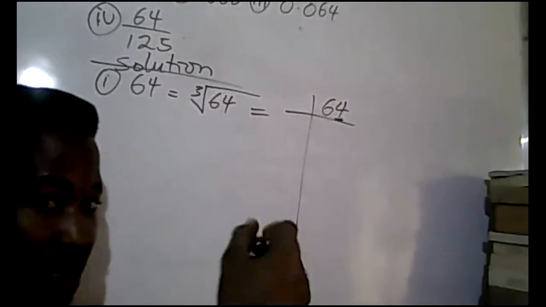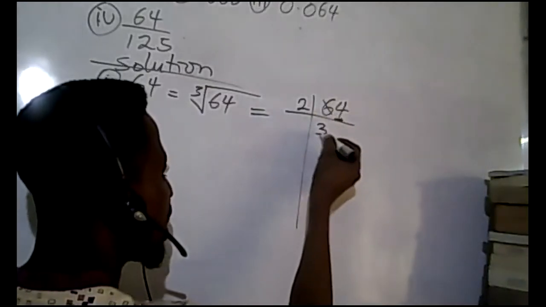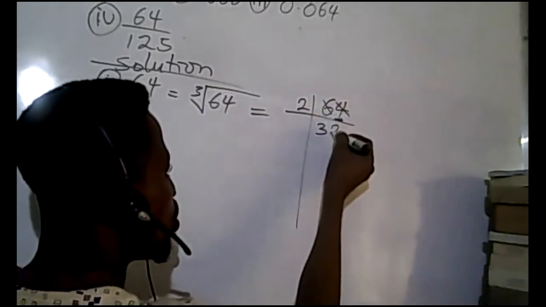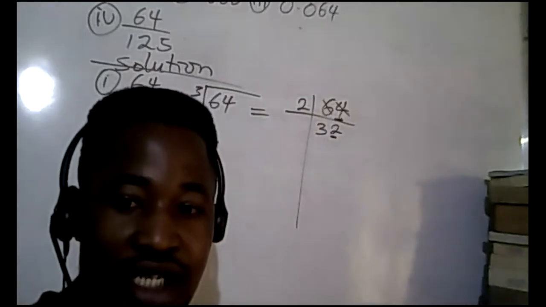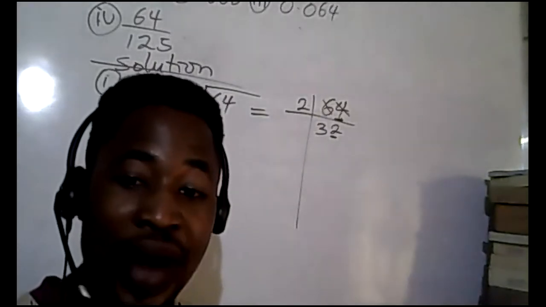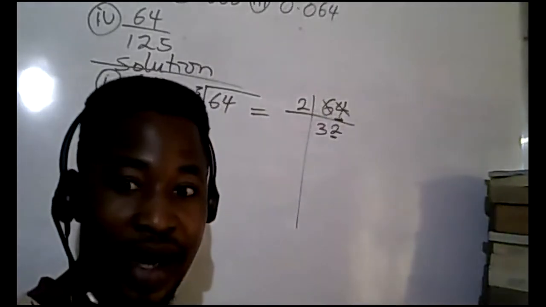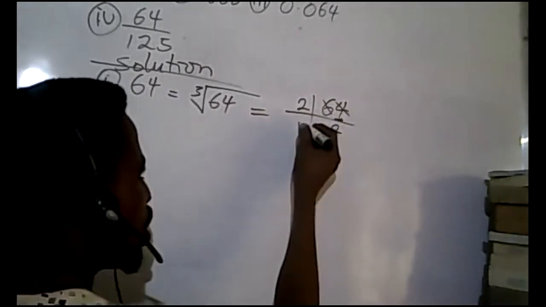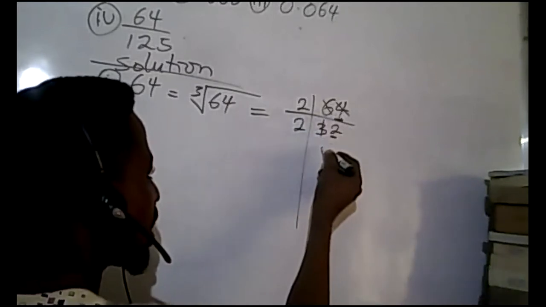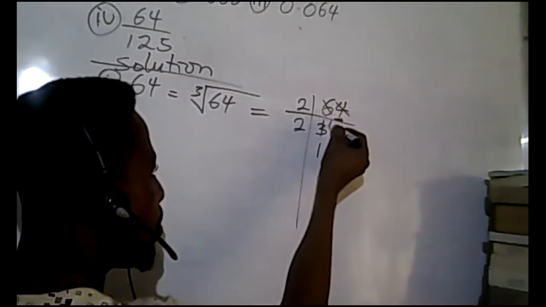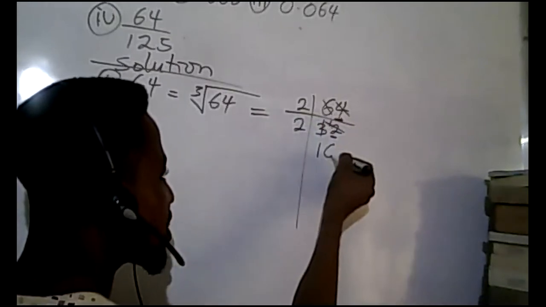So come with me, let's do this. 2 in 6 gives 3, 2 in 4 gives 2. Now check the last digit again, it is 2. 2 is even, and the only prime number that is even is 2. So 32 can be divided by 2. Let's divide it through again by 2. 2 in 3 gives 1, remainder 1. Put it here, 1 and 2 is 12. 2 in 12 is 6.